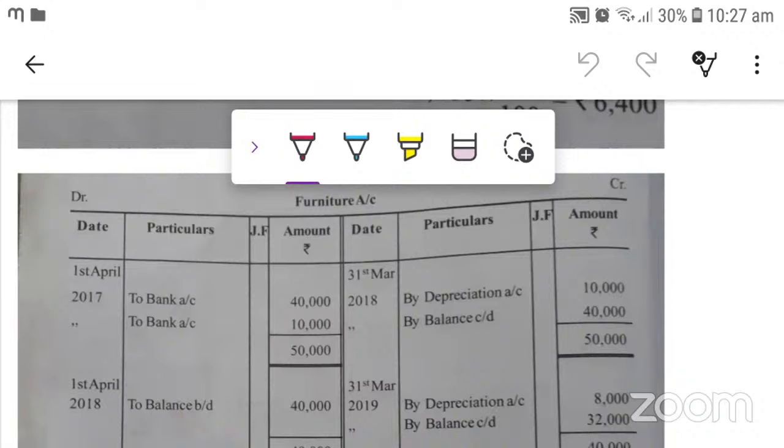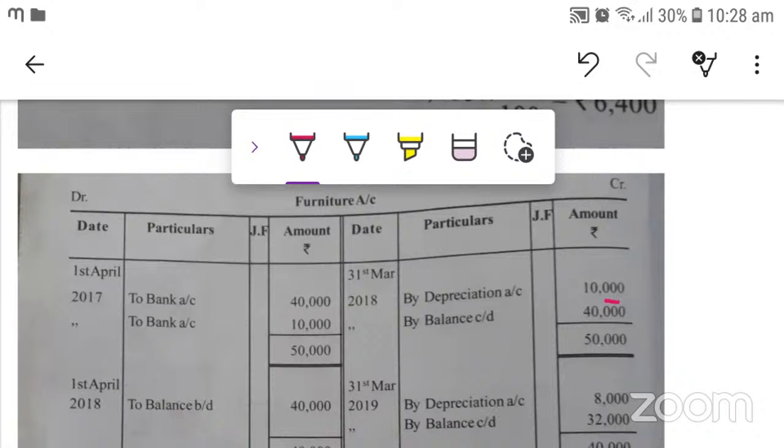Now we have to provide depreciation. For the first year we already calculated depreciation as 10,000. We will balance the amount. 40,000 is the balance carried down. This balance carried down will be carried forward to next year.